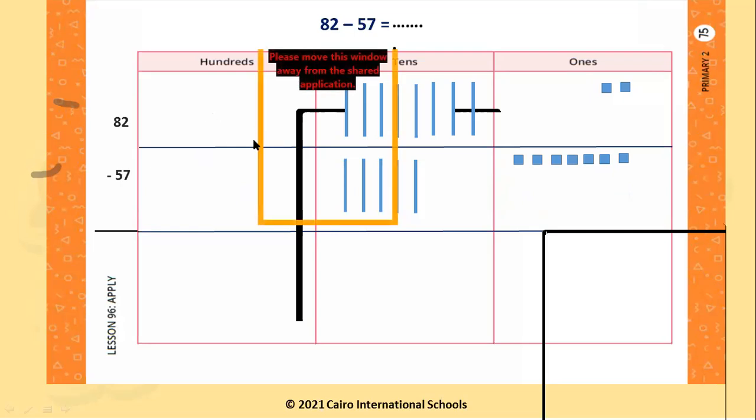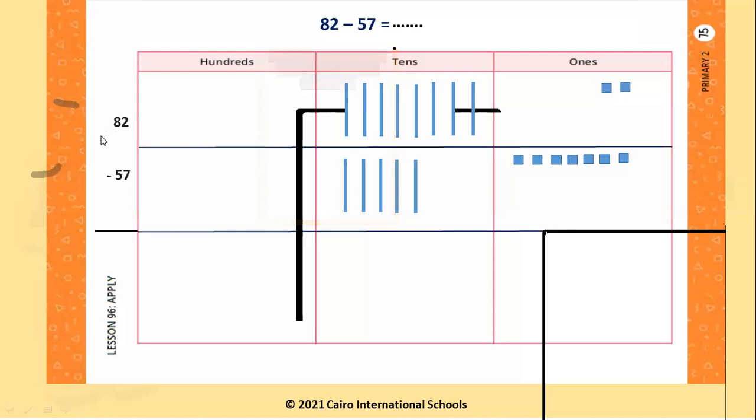Okay? Let's subtract 2 minus 7. Do we have more on the top? No, we have more on the floor. So what should we do? Go to the next door and knock, knock, knock. Can you give me one, please? Yes, of course. So we will go to 8 and 8 will give me 1.